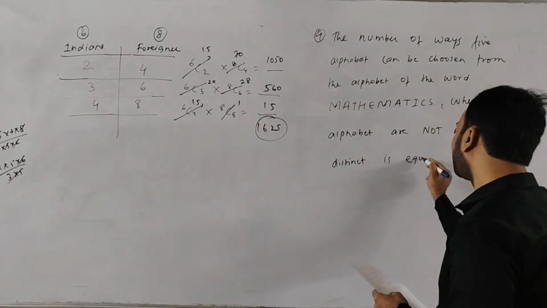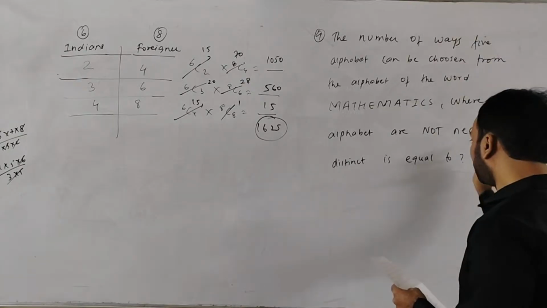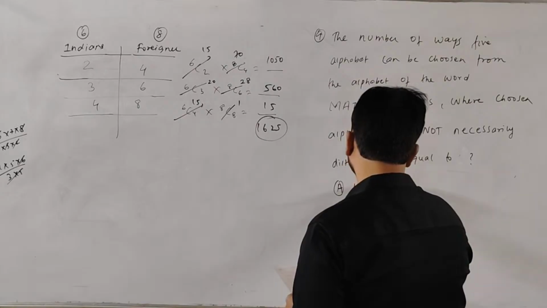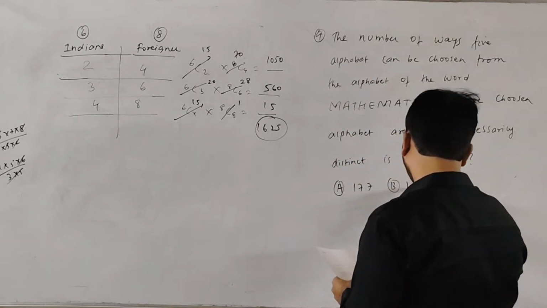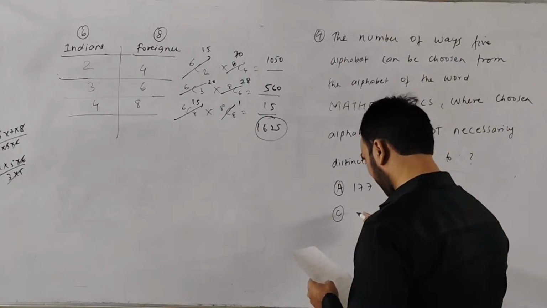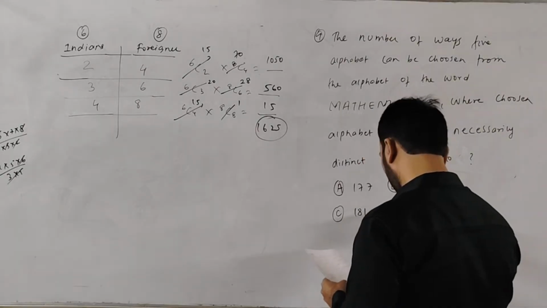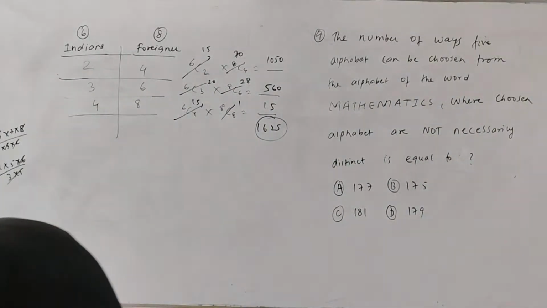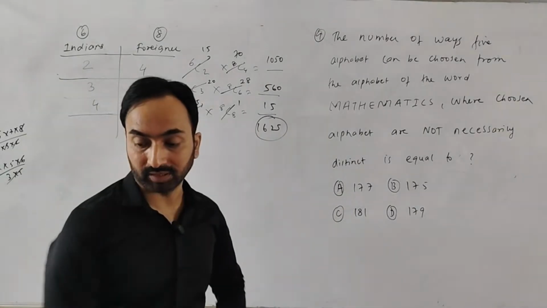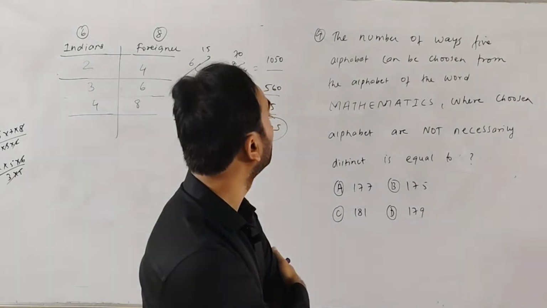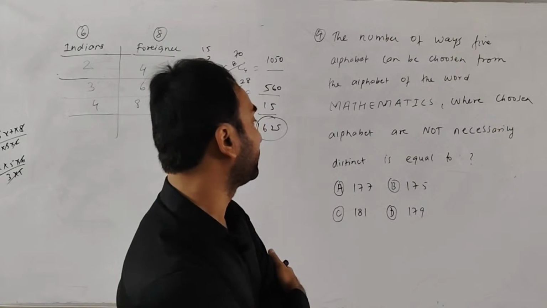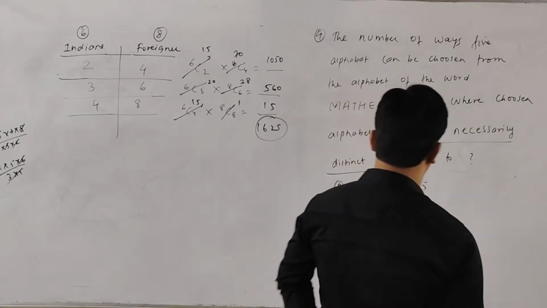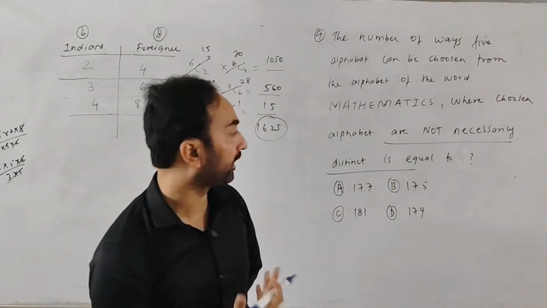It can be repeated, it can be non-repeated, right? Options are 177, 175, 181 and 179. The number of ways 5 alphabets can be chosen from the alphabet of the word mathematics, where chosen alphabets are not necessarily distinct, right? So underline this, because it is not required that they be distinct, they can be not distinct.